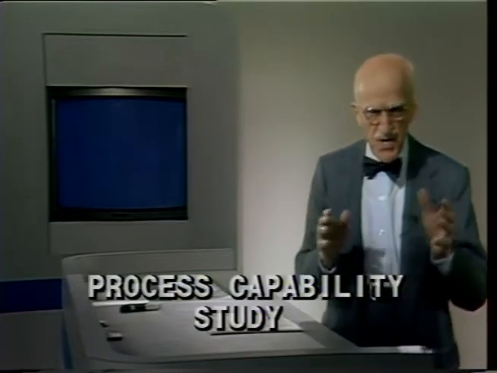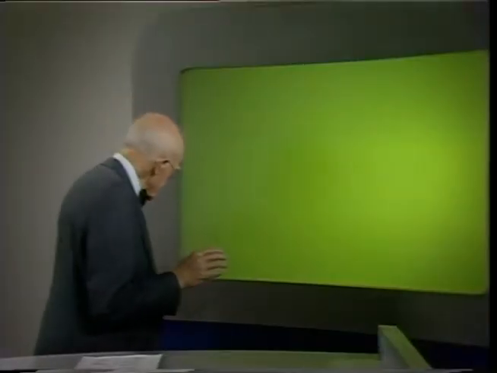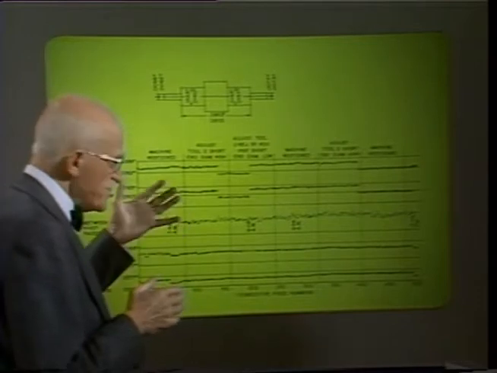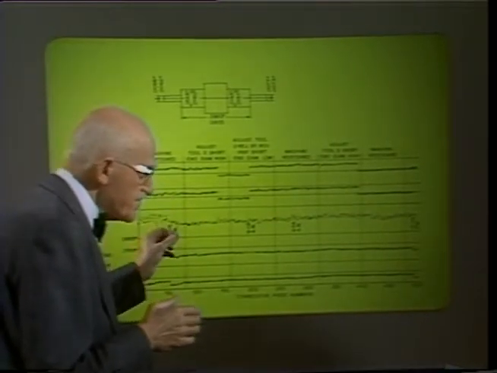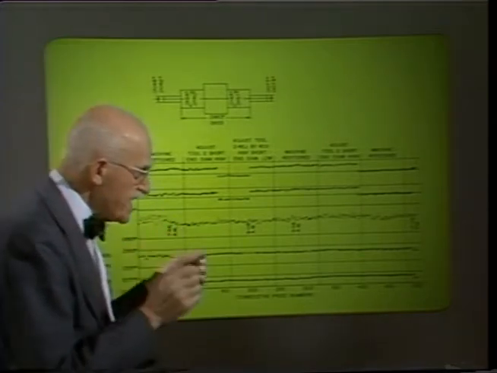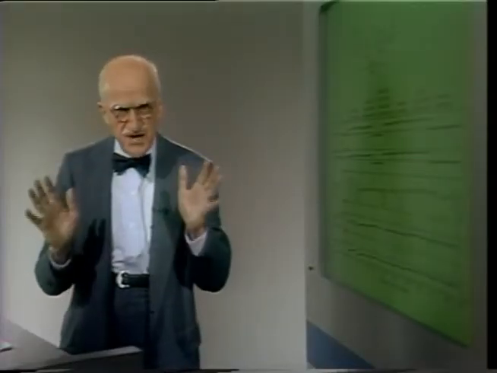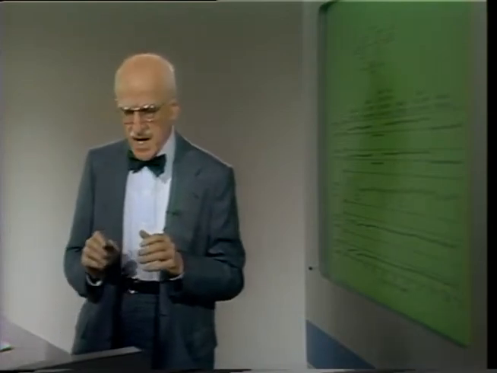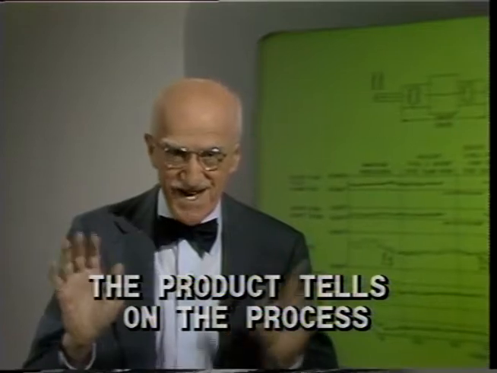First, the process capability study. We saw a simple example in the case of the shafts for the watches. Had the watch factory manufacturing planners made such a study as part of the original manufacturing plan, it would have avoided years of loss in scrap and sorting. In process capability studies, we measure the process indirectly by measuring the product. The product tells on the process.